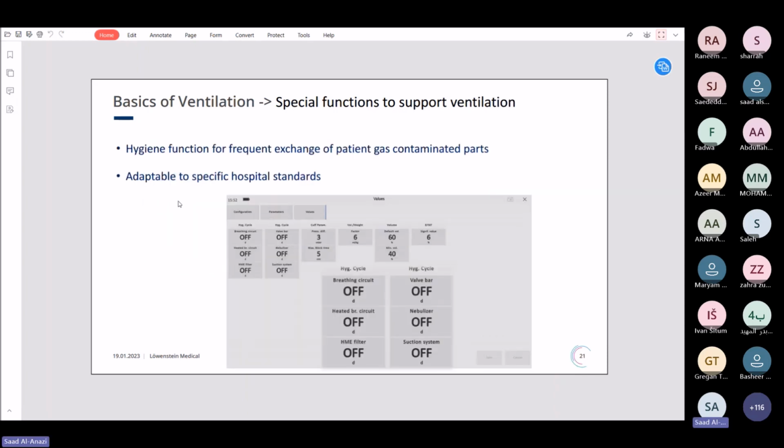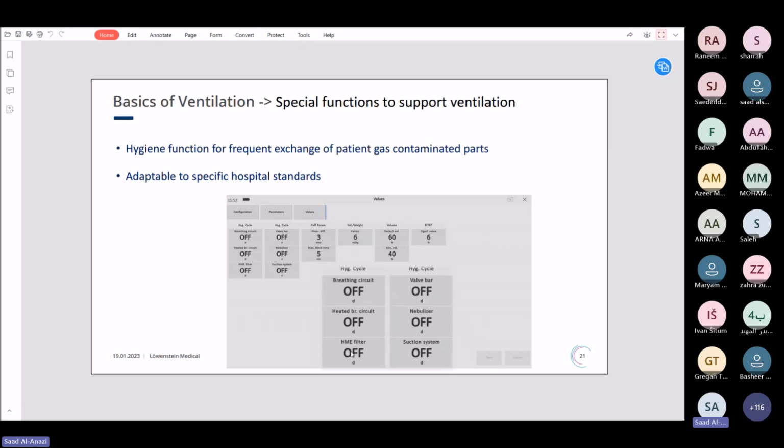As mentioned before, for the hygiene function, for the frequent exchange of patient-gas-contaminated parts, as you know, every ventilator has parts that the end user needs to change over time, every 24 hours for example. The breathing circuit, the heated circuit, HME filter, suctioning system, only need the end user to adjust or adapt the time for changing based on your guidelines or hospital guidelines.